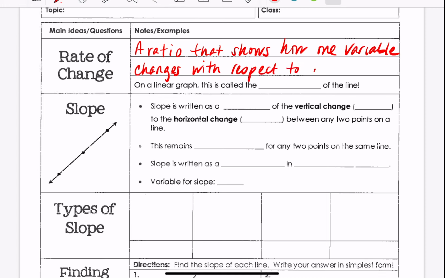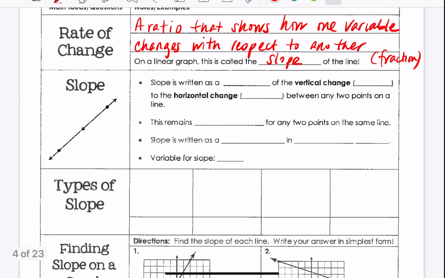So slope's always going to be comparing 2 things. So it's usually a fraction. On a linear graph, this is called the slope, right? And it's usually a fraction. And if it's not, sometimes you have to turn it into a fraction by having it go over 1.